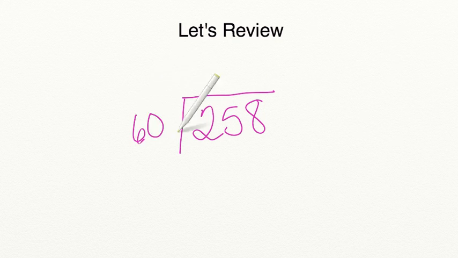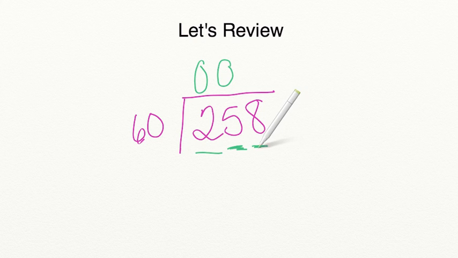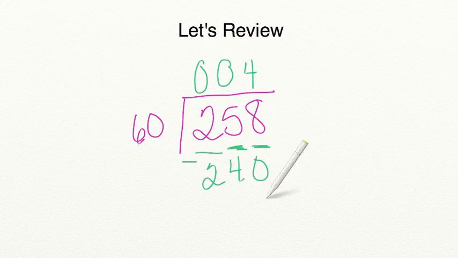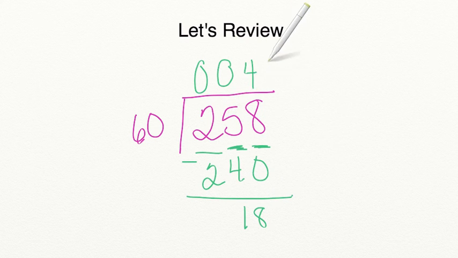Our first step is seeing how many times 60 can go into the number 2. Since it can't, we put a 0 as a placeholder and move to our next digit. Since 60 still can't go into 25, we put a 0 as a placeholder and move on to our next digit. 60 can go into 258 4 times. 60 times 4 equals 240. And when we subtract down, that gives us a remainder of 18. So 258 minutes is equal to 4 hours and 18 minutes.